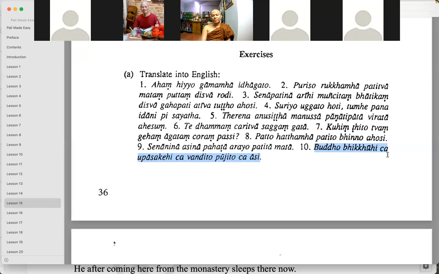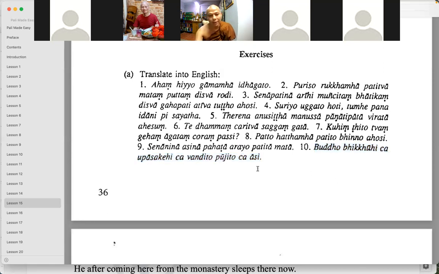Pujito is a past participle of Pujeti. Can be honored. Cha again enclitic. Asi is was. So the translation is: the Buddha was venerated and honored by the bhikkhus and the lay devotees. Lay devotees. Oh, great. Okay, right.